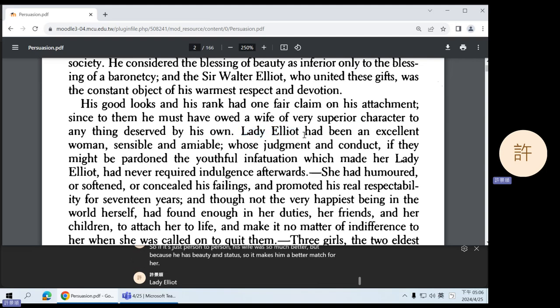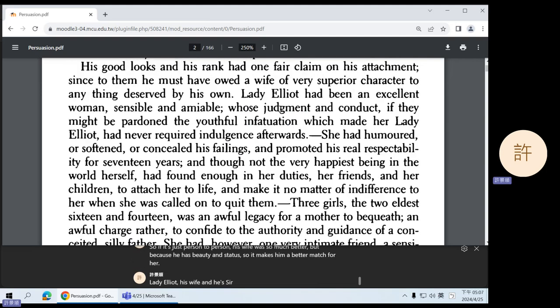Lady Elliot, his wife, right? He's Sir Elliot, Sir Walter Elliot. So his wife was Lady Elliot. This is another noble title. Lady Elliot had been, because she's dead, so past perfect, had been an excellent woman, sensible and amiable. Amiable means friendly. Whose judgment and conduct, conduct means behavior, if they might be pardoned the youthful infatuation which made her Lady Elliot, had never required indulgence afterwards.